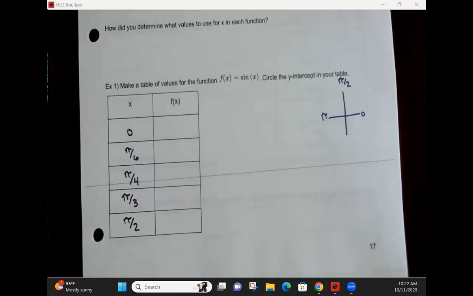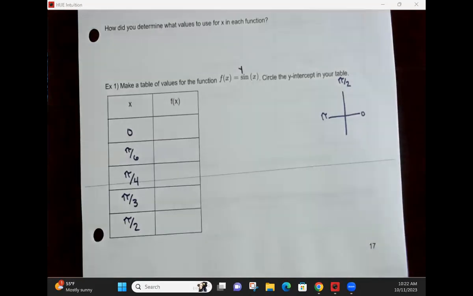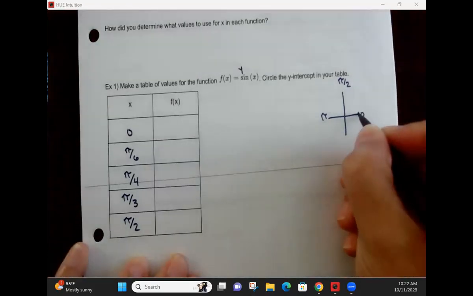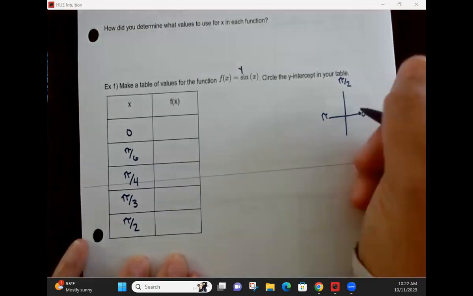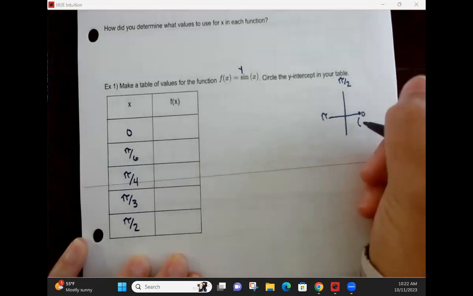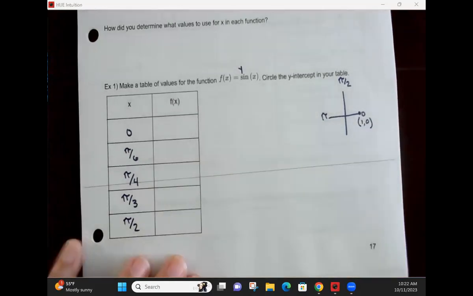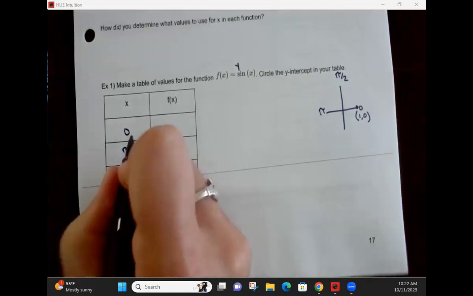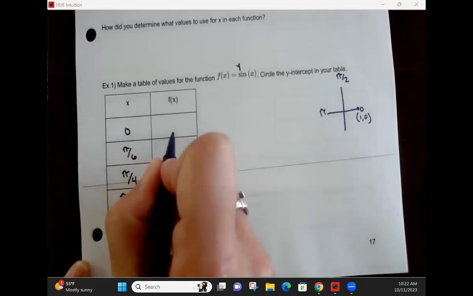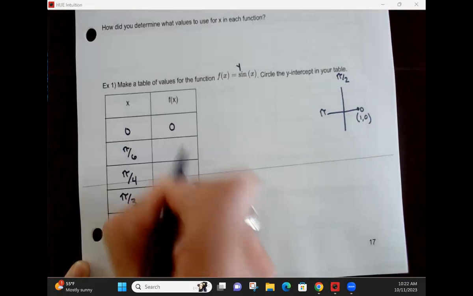Okay. Assign the x or the y coordinate for that point on the unit circle. It's the y coordinate. Okay. Sine is the y coordinate. So at my point on the unit circle right here, this would be the point (1, 0). That means my sine value at 0 would be 0.